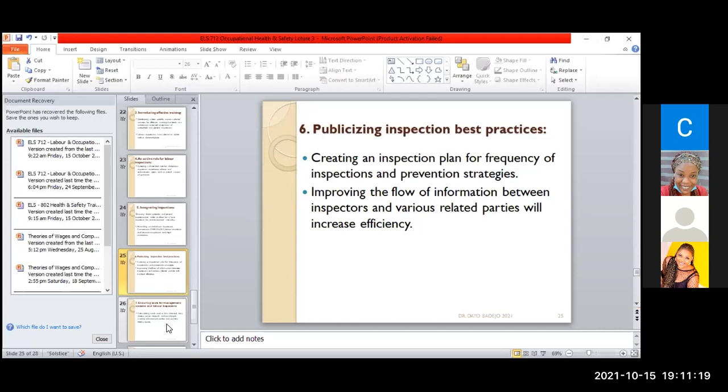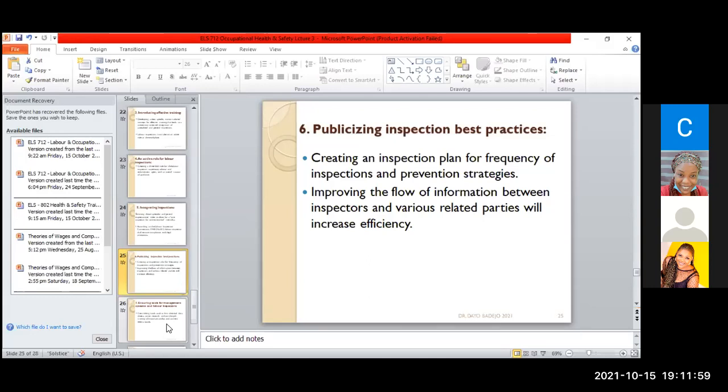You know, I said we have over 40 codes of practice, best practices. We should leverage the best practices. Just as we benchmark in every industry, we benchmark the best in the world. Likewise, when it comes to inspection in the workplace, we must benchmark the best practices. Creating an inspection plan for frequency of inspections and prevention strategies. As I've said, it must not be reactionary. It must be forehanded, to make sure the orientation is prevention, not reaction.